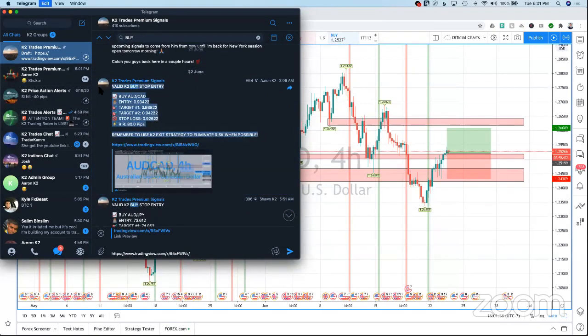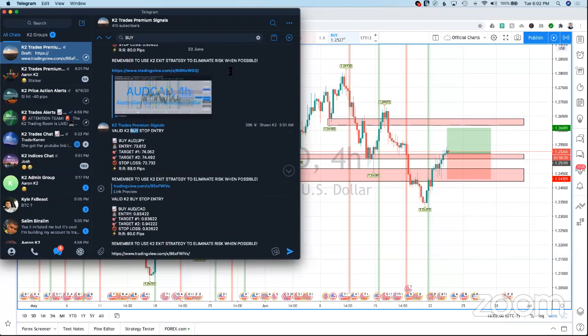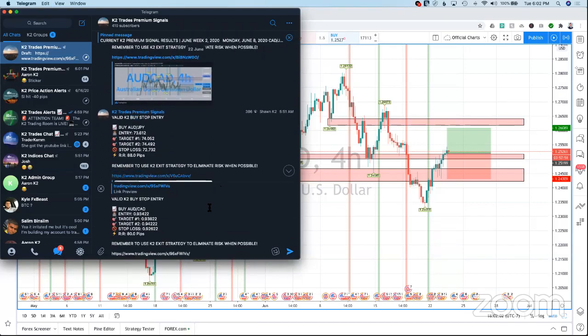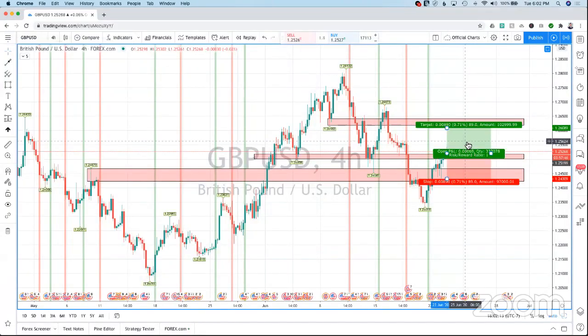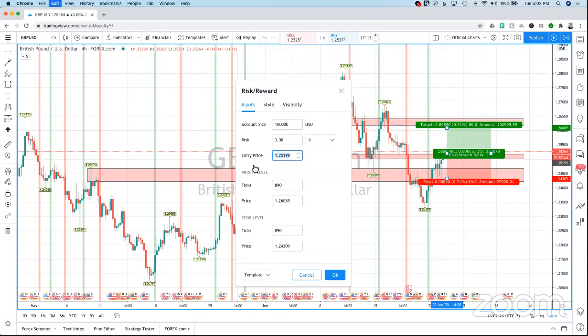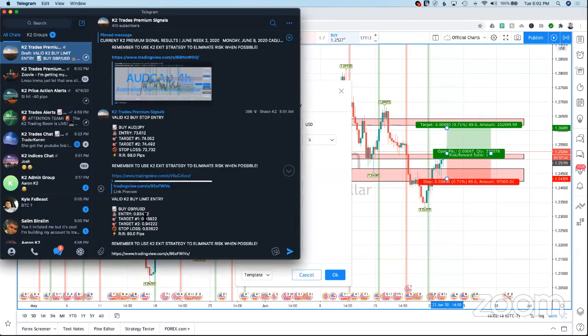So I generally just copy this. This is why sometimes you guys will see that I put the wrong parameter, because I literally just copy what I posted previously, and then I'll put them in for a different pair, and I pretty much just copy paste everything. So I copy paste the entry right there.